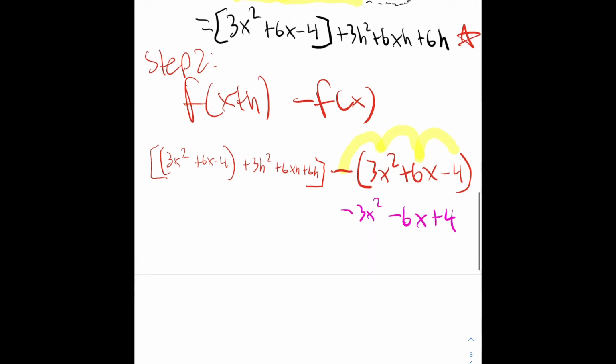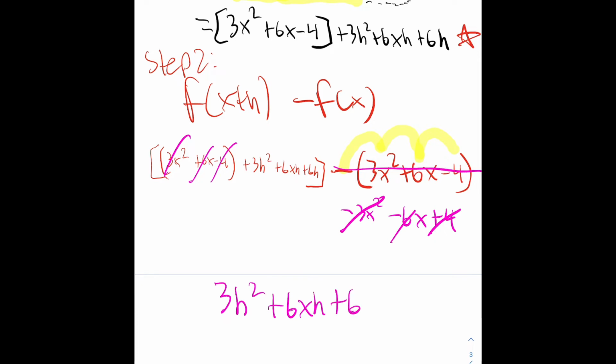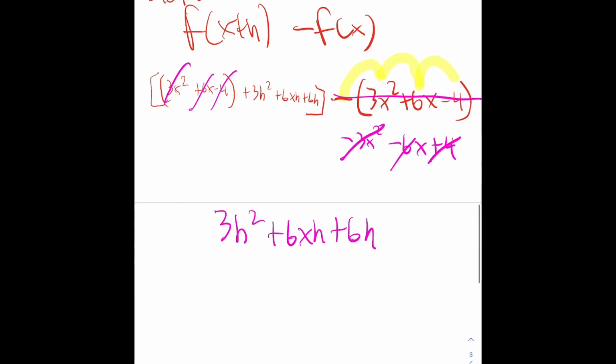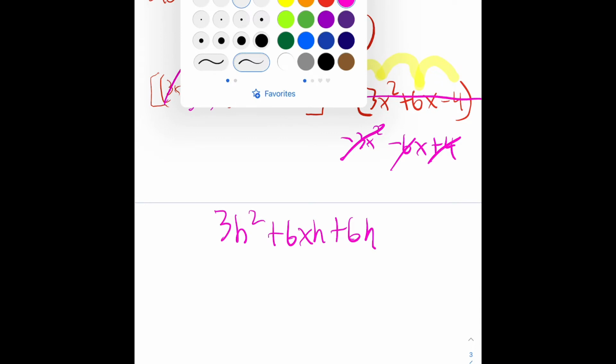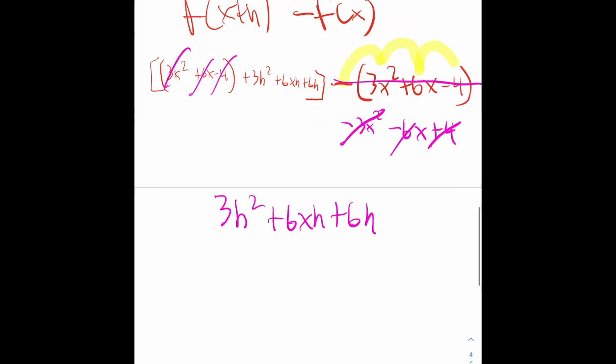So let's find stuff that cancels out. 3x squared minus 3x squared. 6x minus 6x. Negative 4 plus 4. Okay, so this is all gone right here. So that means all I'm left with on top is 3h squared plus 6xh plus 6h. That's my numerator. Step 3 is to organize your numerator and denominator.